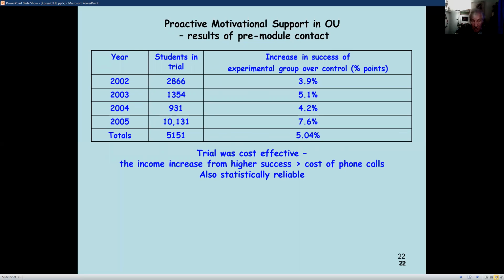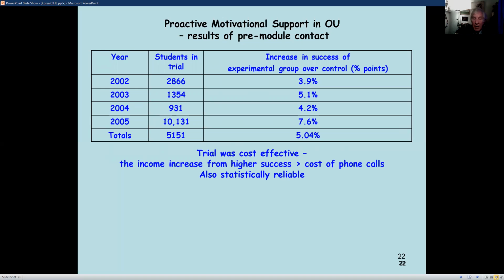It was also very cost effective. The income increase we got from the higher success rate was greater than the cost of the phone calls, and more phone calls might have had a larger effect. And because we had used groups with equal average predictions, the results were very statistically reliable.